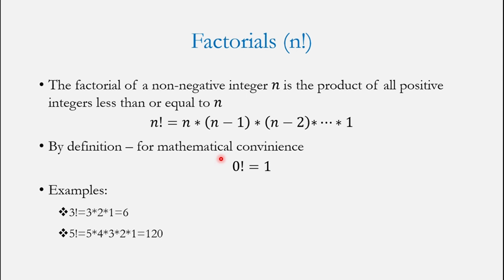You can find some sources on how we compute this, but that is not within the scope of this video. Some other examples you can try to compute are 3 factorial, which is 3 times 2 times 1, and 5 factorial, which is 5 times 4 times 3 times 2 times 1, which gives you 120.